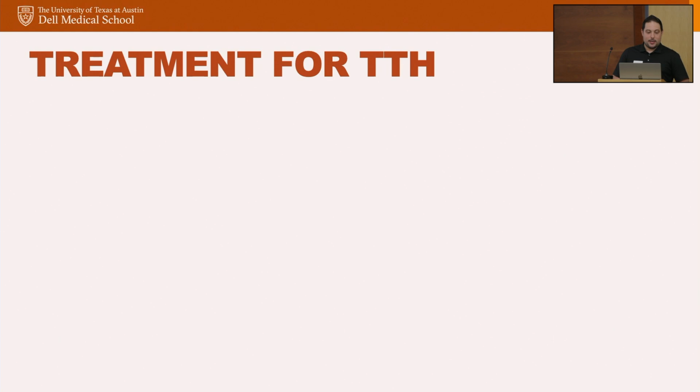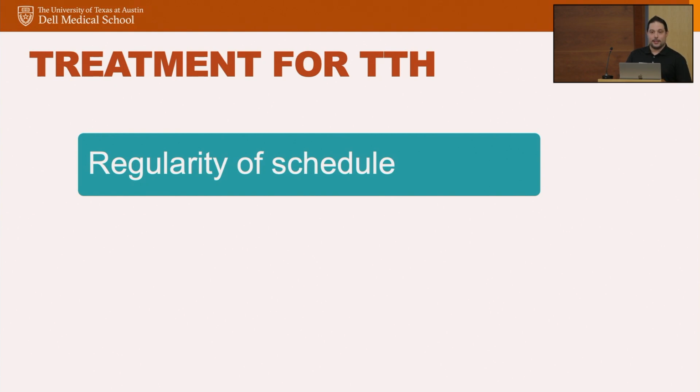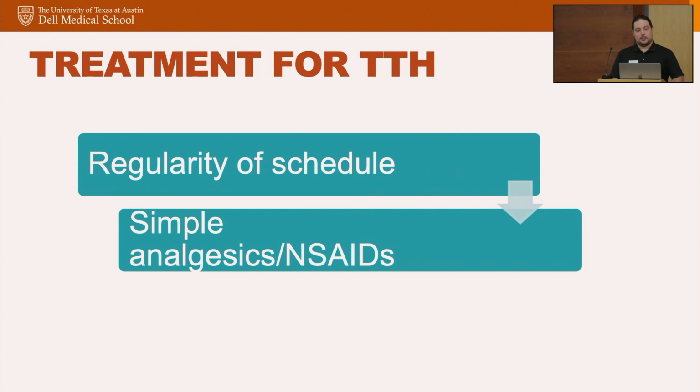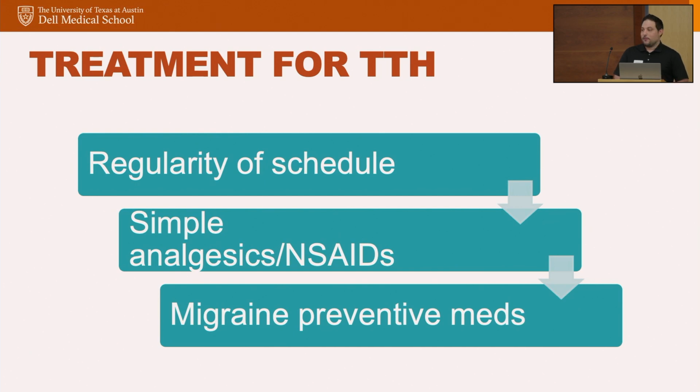Now, I briefly wanted to just talk about treatment for tension-type headache. Like I said, these headaches tend to be more mild and less debilitating, and they generally don't present to your office. But if they do, I treat them similarly to migraine. So I always talk about that regularity of schedule. For acute attacks, I tell them to use simple analgesics or NSAIDs. And then if they need prevention, I use the same migraine preventives that I just reviewed.